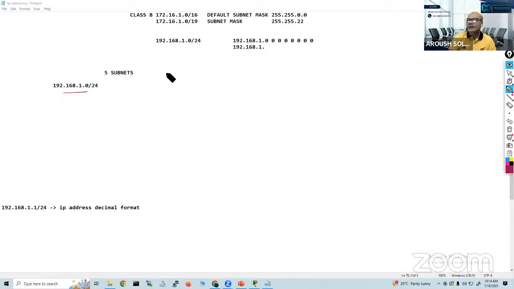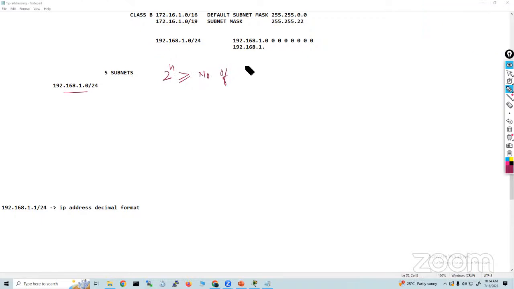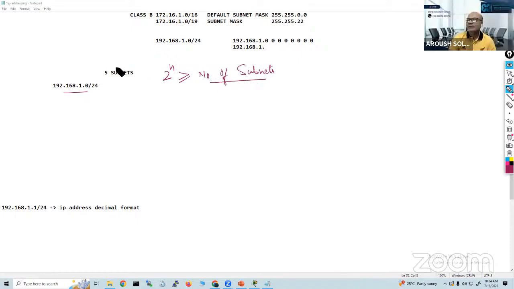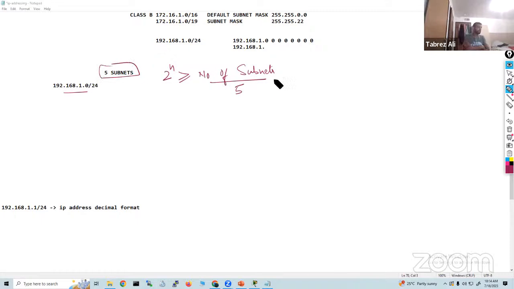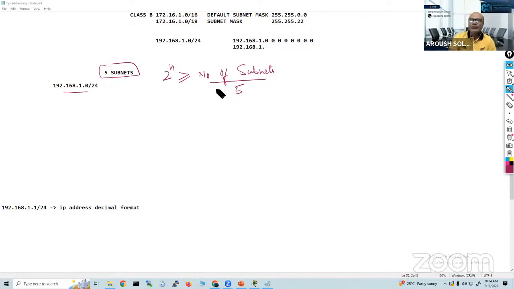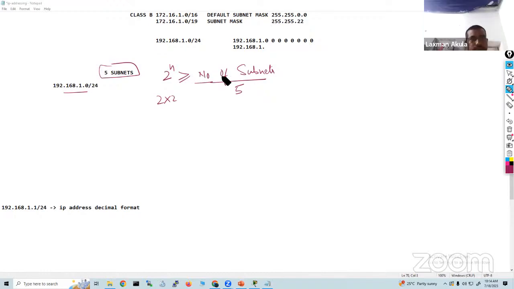The formula that I gave: 2 to the power of n must be greater than or equal to your number of subnets. The number of subnets here is 5. So 2 to the power of 5? No, it's not 2 to the power of 5. So how do you reach that? 2 times 2, how much? 4, right? This formula is not satisfied. Understood?